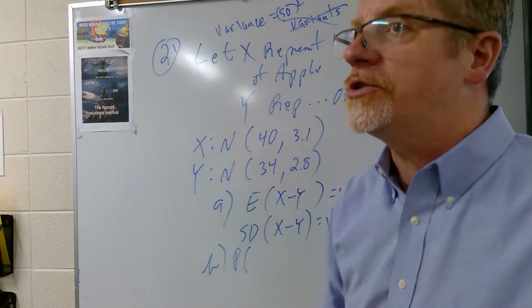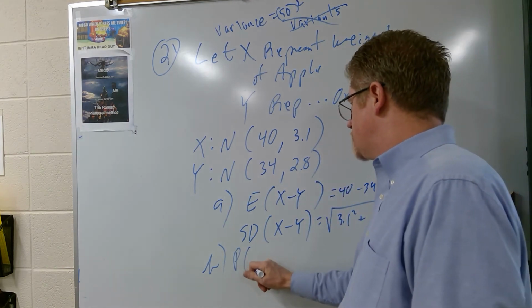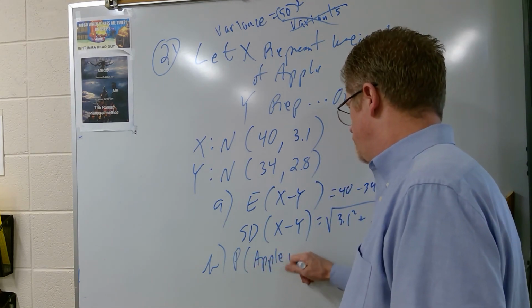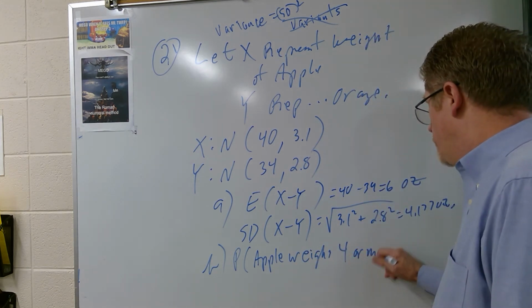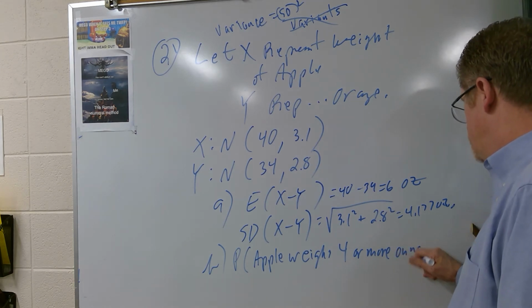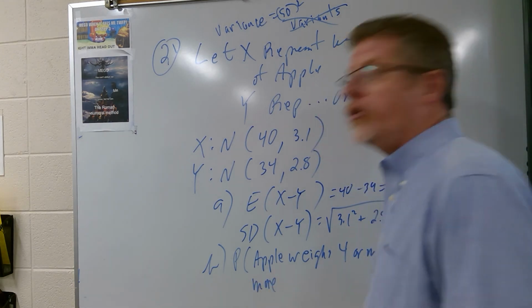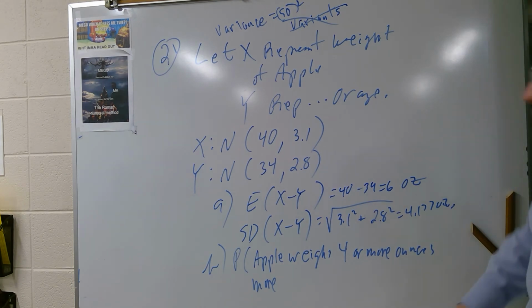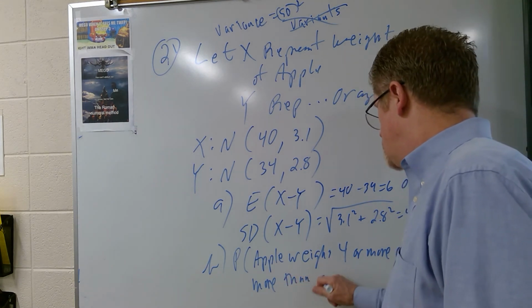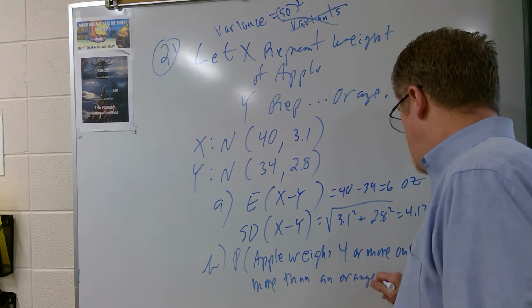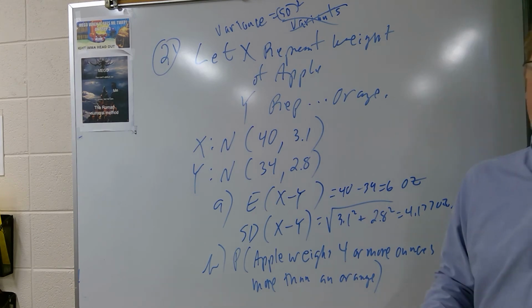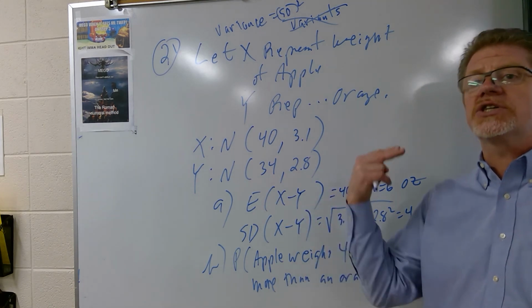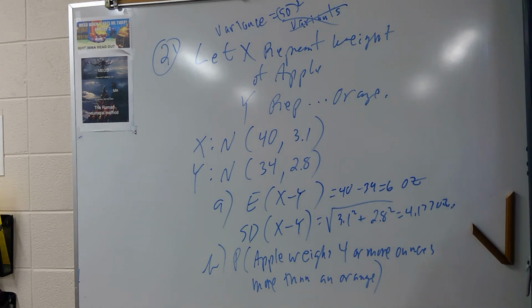So in fact, write down the words, because I want you to study the words. What's the probability that an apple weighs 4 or more ounces more, so the word more is in there twice, 4 or more ounces more than an orange. And just to give you a hint, you're going to have to use the results from part A to go model, mechanics, and conclusion in part B. So I'm going to pause the camera while you are working this out.